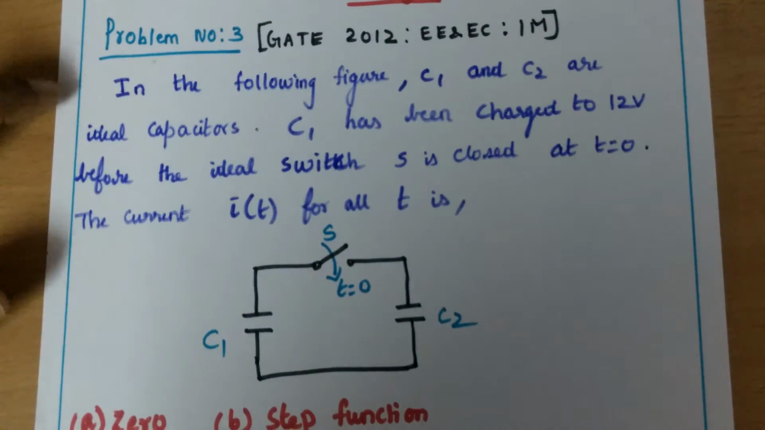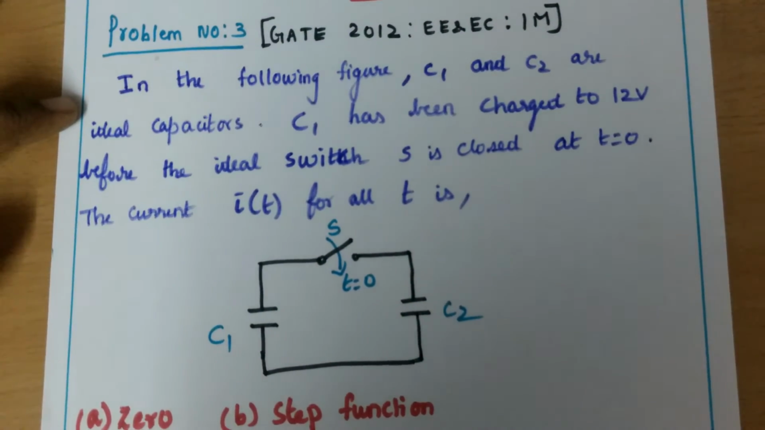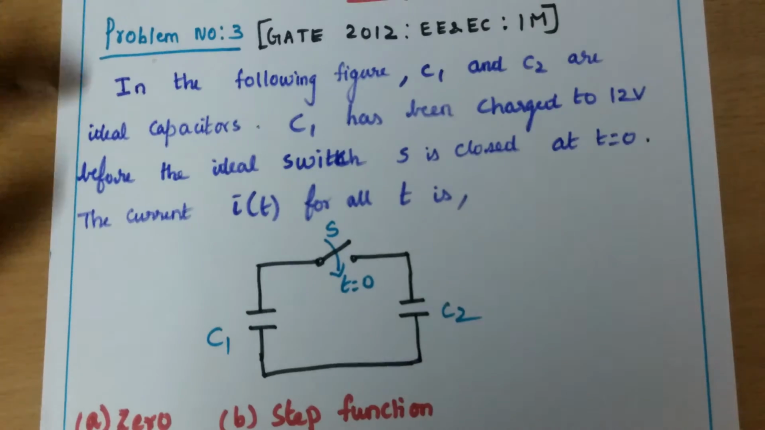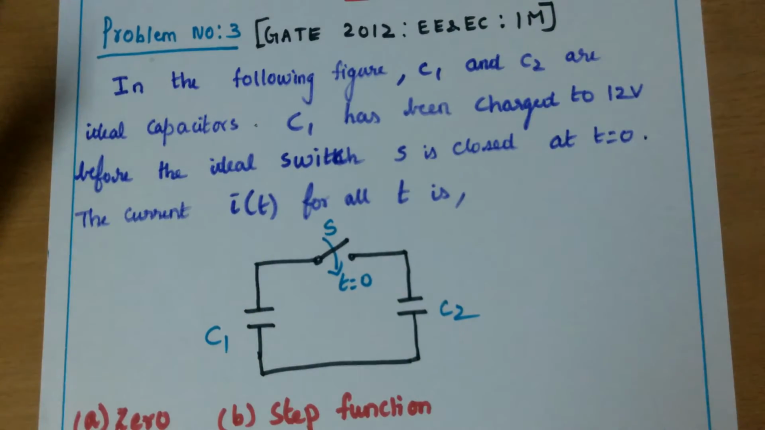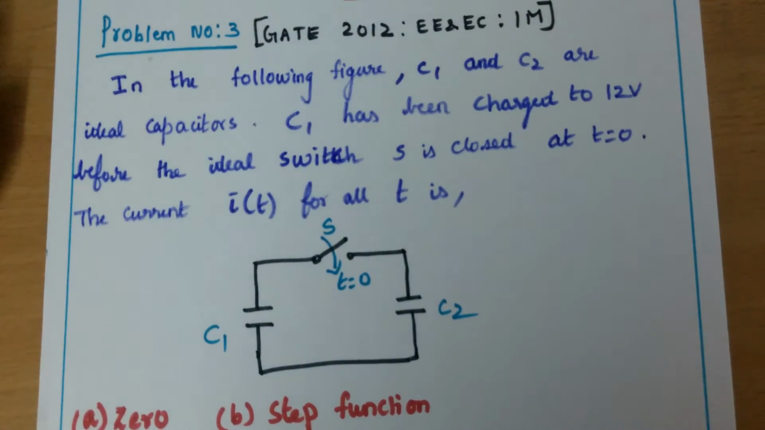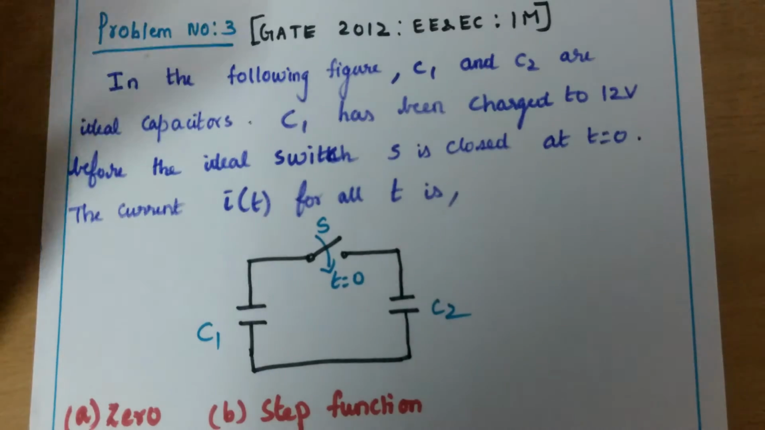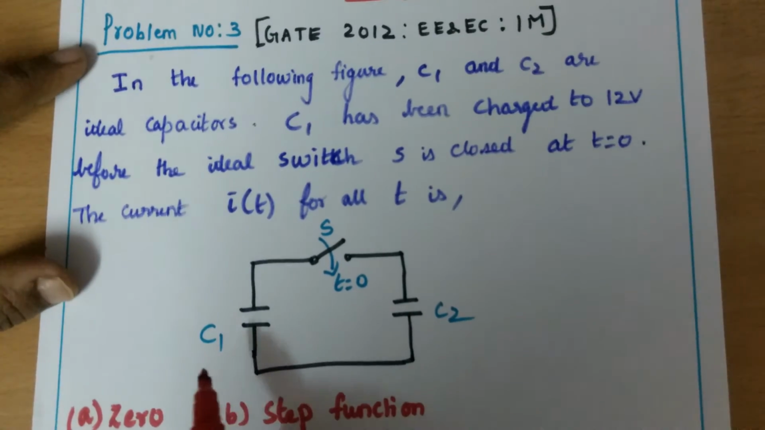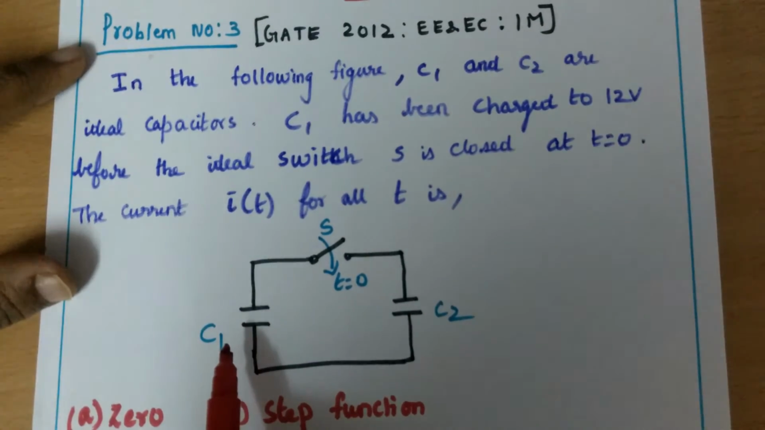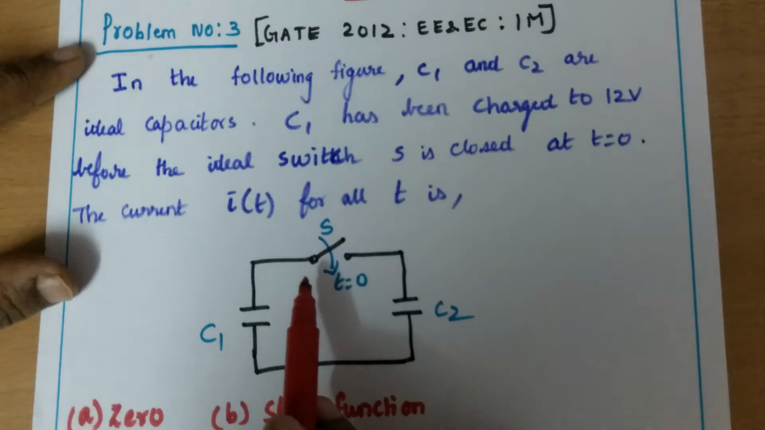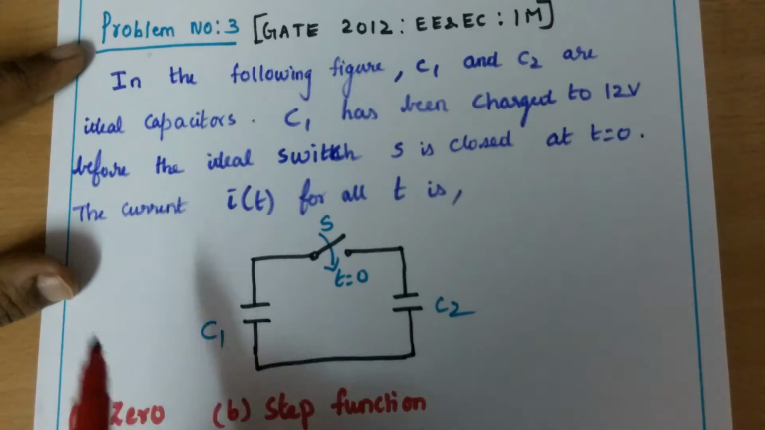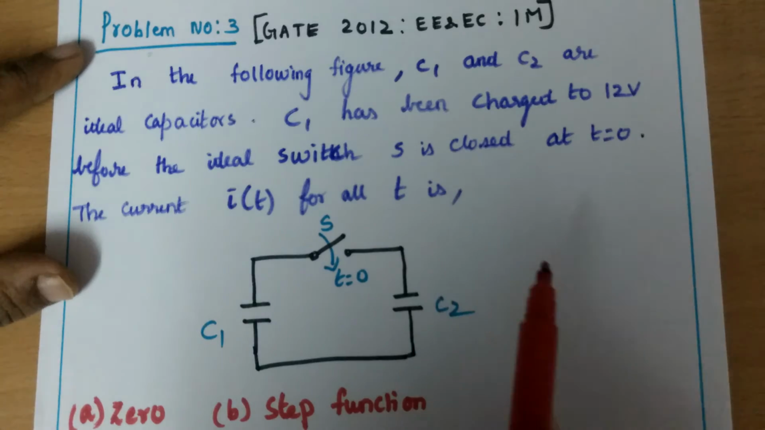What is the question? In the following figure, C1 and C2 are ideal capacitors. So in the previous problems we have solved for RL condition. So here we are going to solve for the capacitance condition. So in the following figure, C1 and C2 are ideal capacitors. C1 has been charged to 12 volt before the ideal switch S is closed at t equal to 0. The current I of t for all t is.